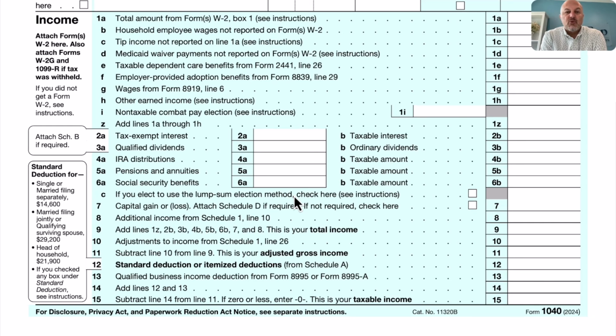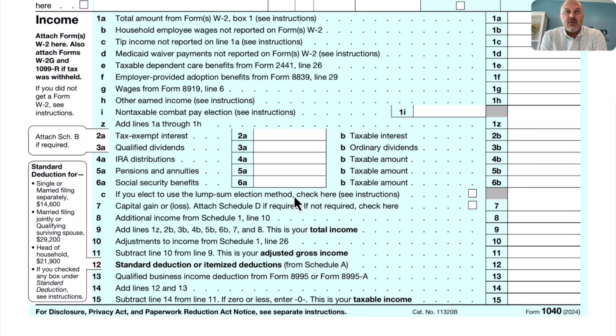So if you have multiple jobs, you're going to get a W-2 for each of those jobs. And the sum of all those W-2s is going to go on this first line right here. So if you have 4 different jobs, you get 4 different W-2s. They're not all going to be listed here, but the sum of those W-2s is going to be listed here, all right? Like I said, I'm not going to go through each one of these different income categories, but I'm going to go through the major ones.